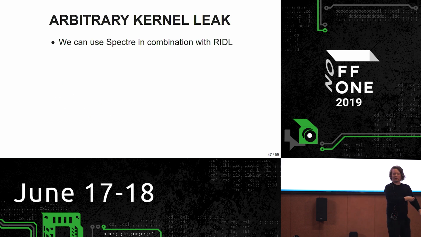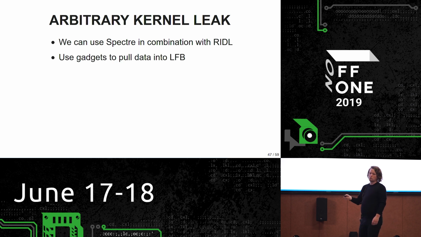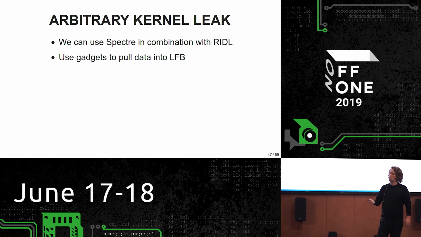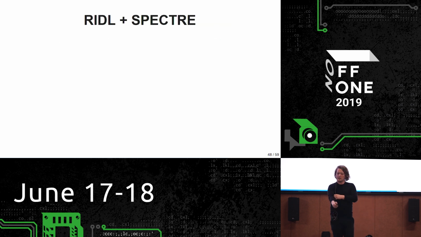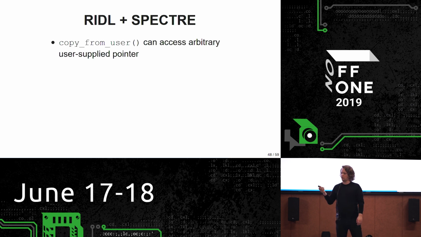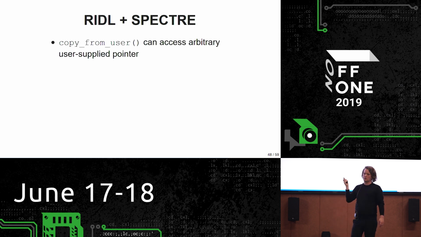So, the arbitrary kernel leak. One thing that we notice is that you can actually combine Spectre with RIDL. You can use so-called Spectre gadgets to pull data in flight, and then we can use RIDL to leak this data. So what we can do is train the branch predictor to allow an arbitrary out-of-bounds read. And for example, in copy_from_user, it's possible to do something like this.